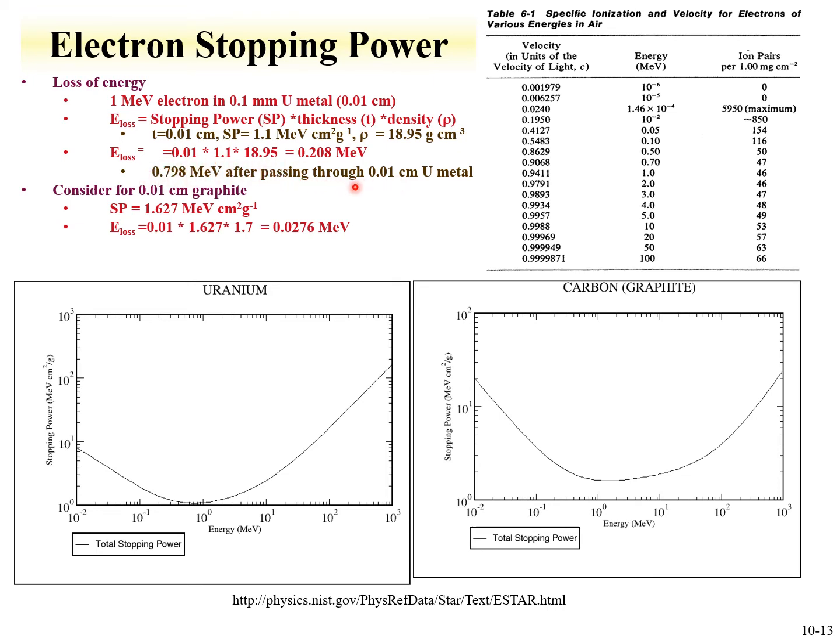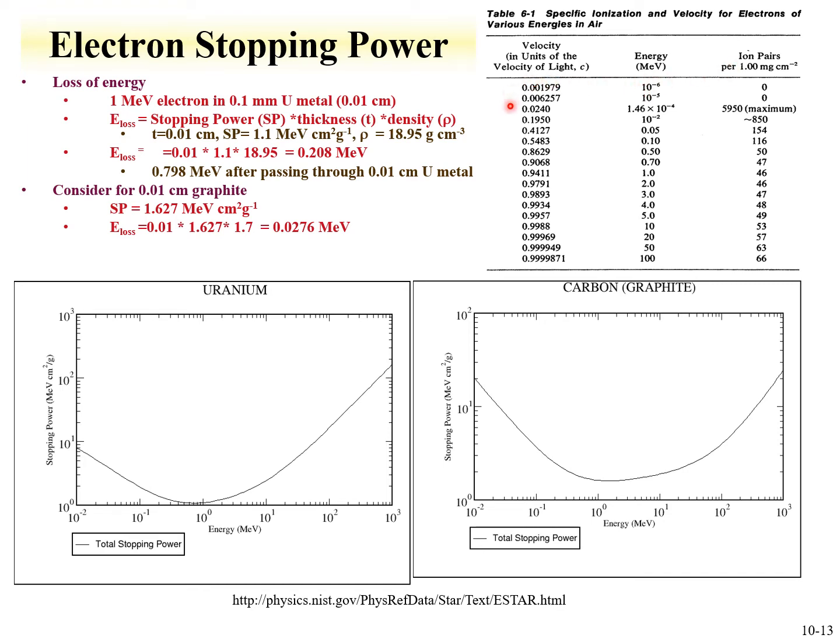So if you consider this for graphite, we can do the same thing. We can look up the value for graphite. We see that it's a much smaller energy loss for graphite. Now, here are shown the figures for uranium, the figures for graphite. And there's also a specific ionization velocity for electrons at various energies within air.